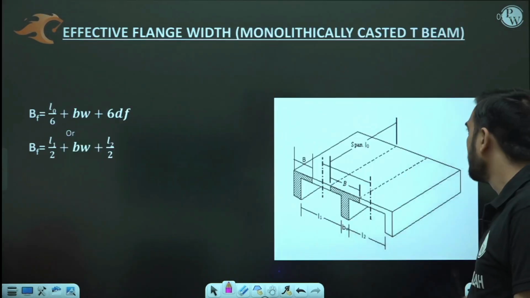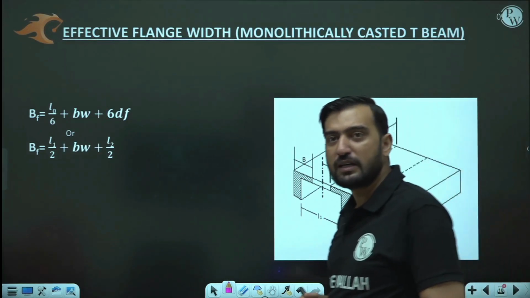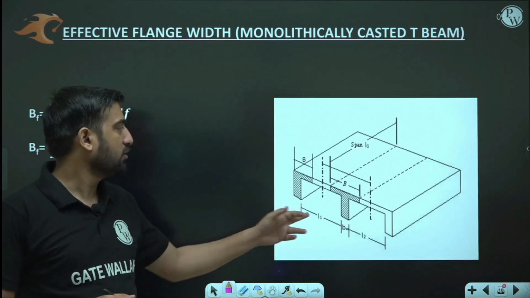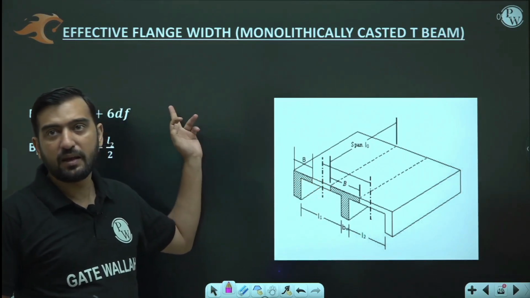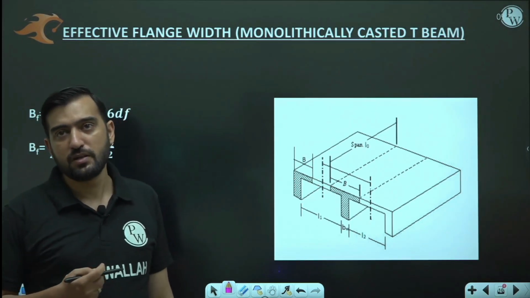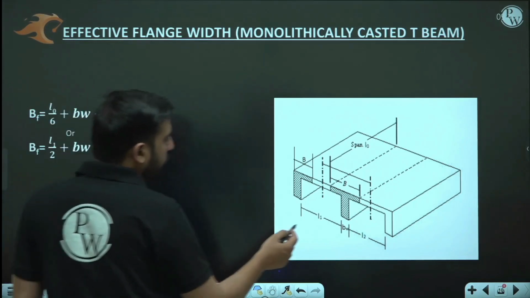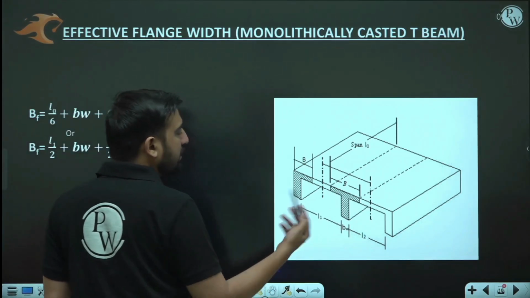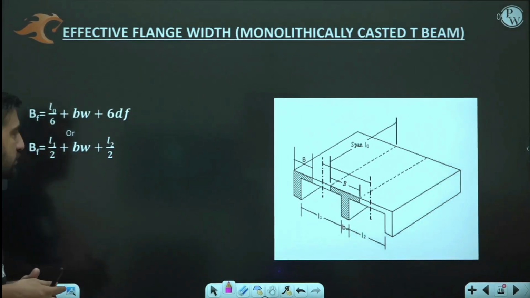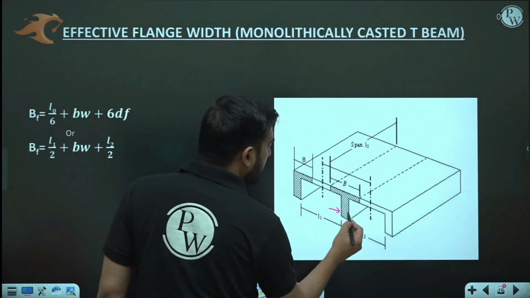Next, how to calculate the effective width of the flange in the monolithically casted case? My dear friend, here I am talking about the T beam. What are the credentials which would be required? You would be needing L1 and L2, which are the clear spans on either side of the web portion of the T section, and you know BW, the width of the web.